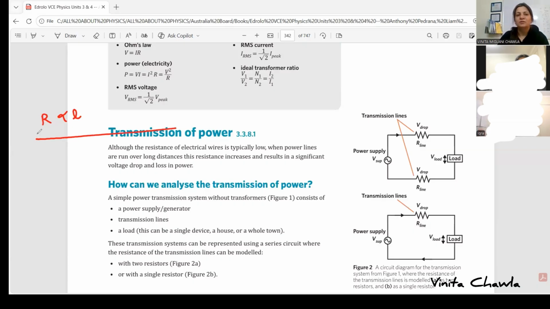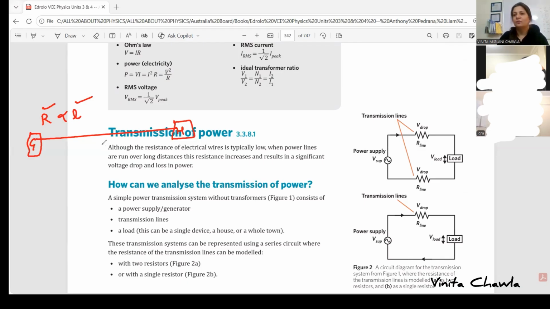Suppose this is the generator where the electricity is produced, and this is our home where we have to supply the current. So this current has to go through the wire from generator to our home. So this is the transmission line. The length of the transmission line is quite long, and hence resistance is increased. And because there is significant value of resistance, what does resistance do? It obstructs the flow of electric current.